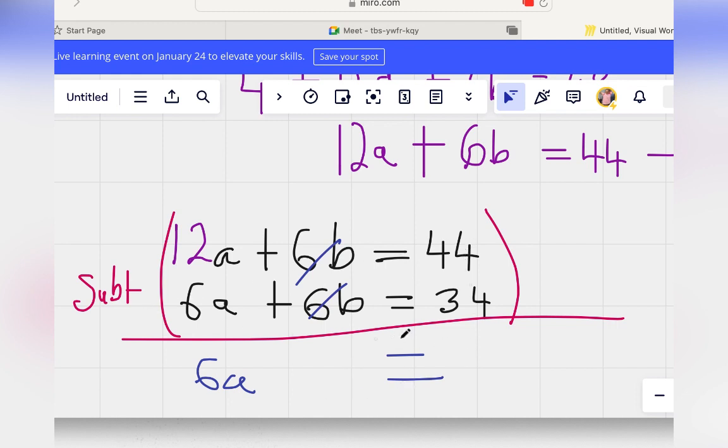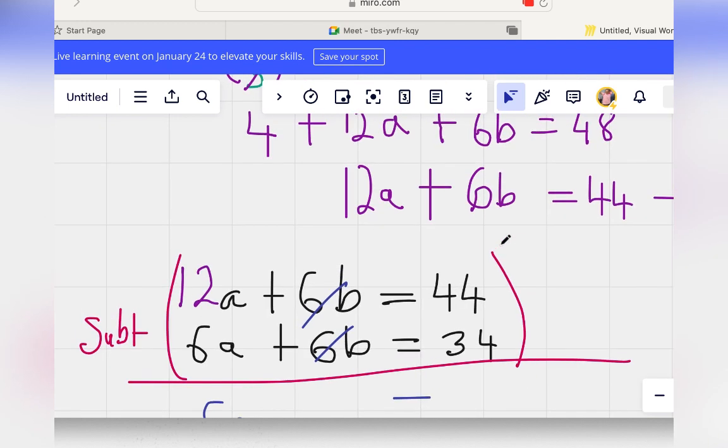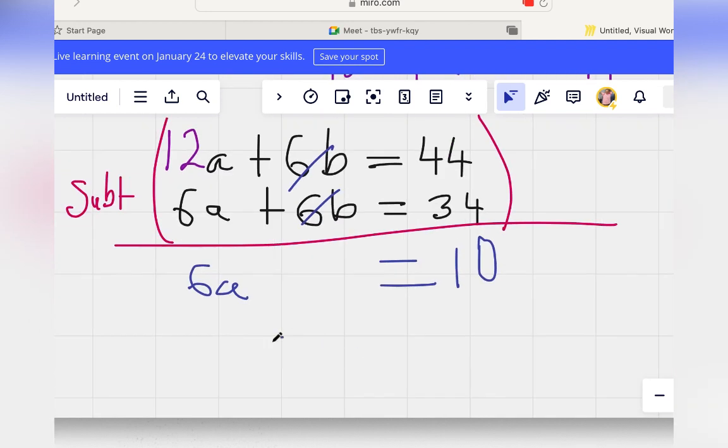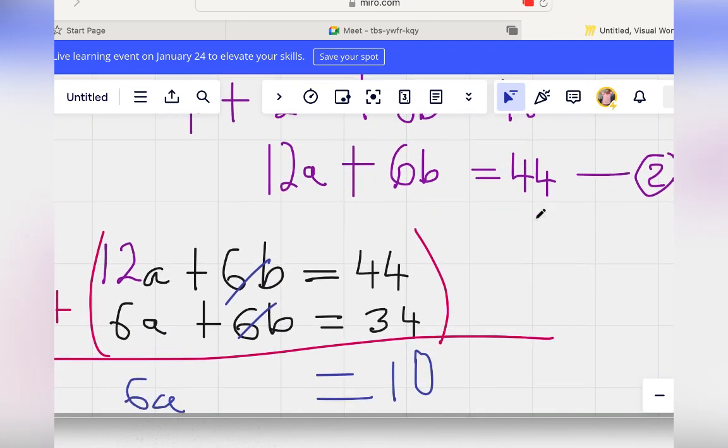Then we say 44 minus 34, was it 34? Yes, minus 34, you get 10. So to find a, you say 10 over 6, which is this divided by this. 2 here, 2 here, you get 5 over 3. So we get a to be 5 over 3. I hope we didn't make any mistake, but we can check, and if there is, we can correct.